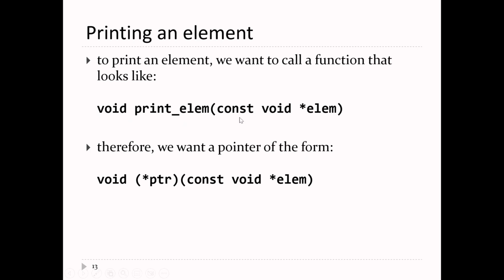This is const void here because printing an element should not change the object that's being printed, so it makes sense to declare this as const void star. That means the pointer to a function that I want has the following form: it returns void, takes in one const void pointer, and prints the element. So I want one of these for stack print.